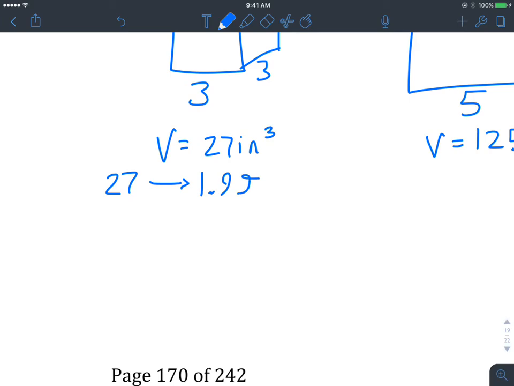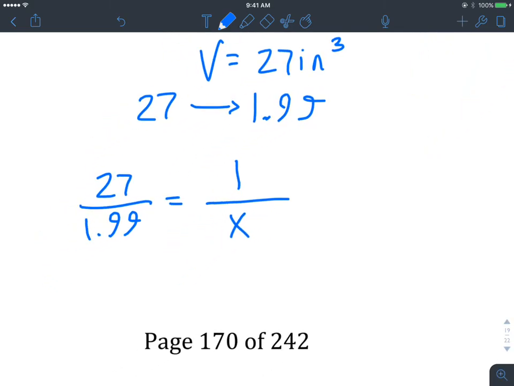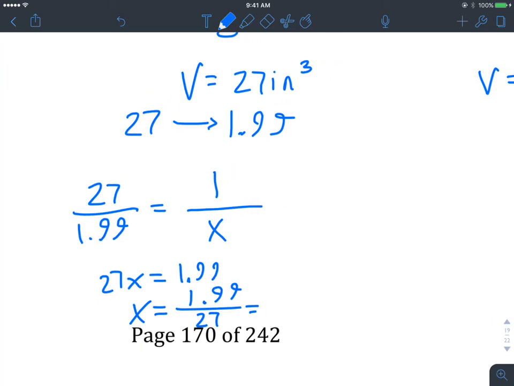So I'm actually going to use that as a ratio. I'm going to say 27 to $1.99, and then I'm going to figure out what I get for 1 unit of that measure. So I'm going to say 1 over x, and then you cross multiply and divide. So that's 27x equals $1.99. Essentially, you take your price and divide by the units and you get the unit price there. So when I do that, $1.99 divided by 27, you get about 7 cents.